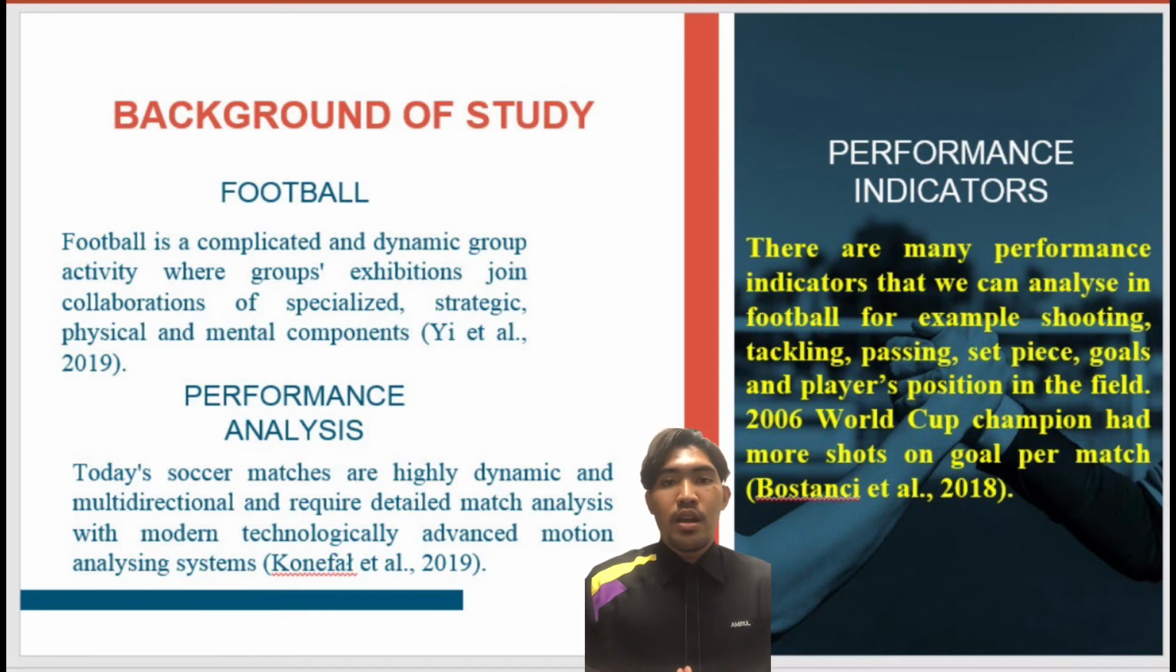In football, there are numerous performance indicators to consider, including shooting, tackling, passing, set piece, goal, and a player's position on the field. The most attempts to the goal post from free kick, corner kick, outside and inside the penalty box will be shown in this study. Based on the previous study, the 2006 World Cup champion had more shots on goal per match.